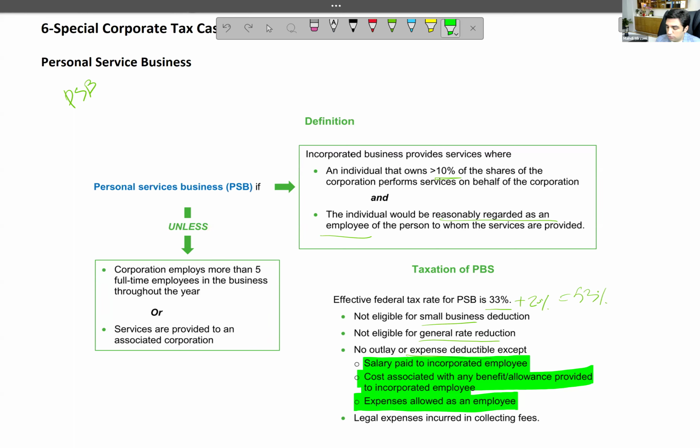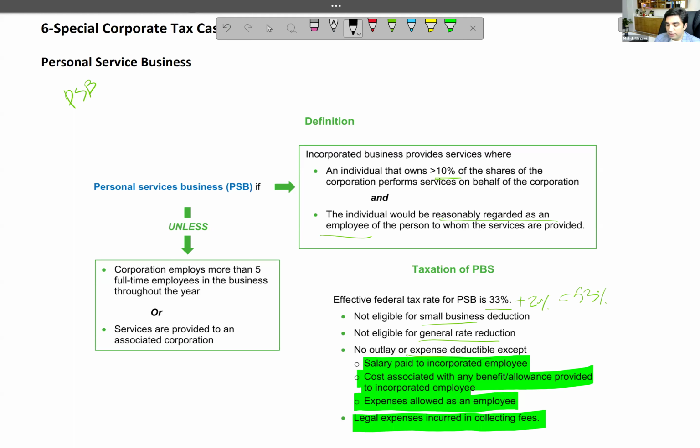And the other thing is the legal expenses incurred in collecting fees, collecting the invoices. So in general, you cannot deduct the car lease, you cannot deduct the rent. A lot of these things are not deductible. So this is a very serious consequence.